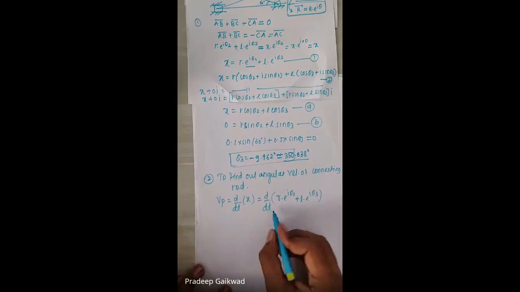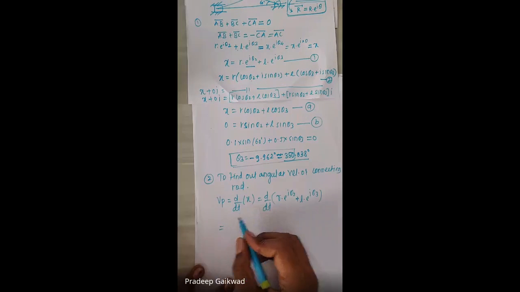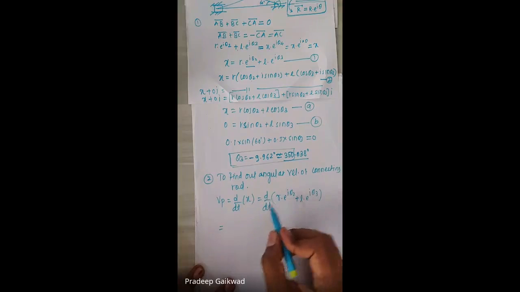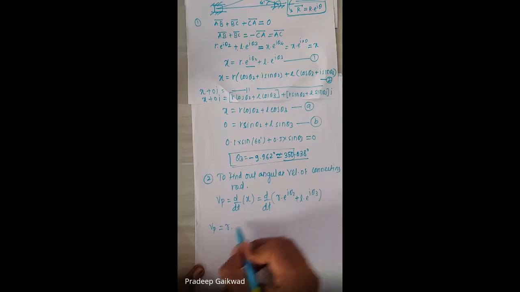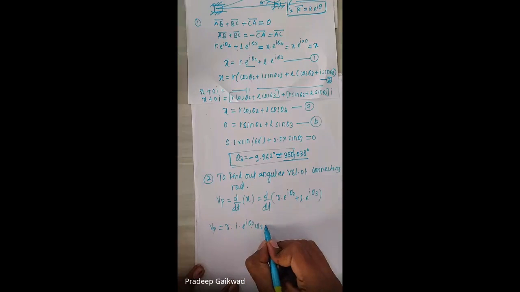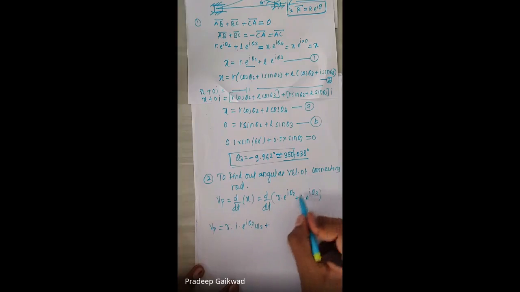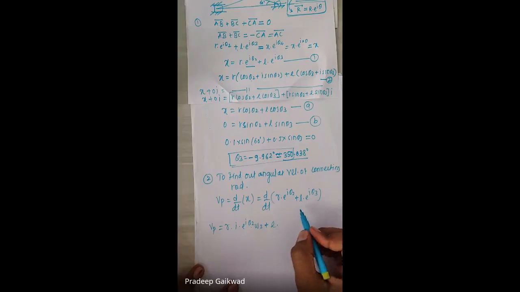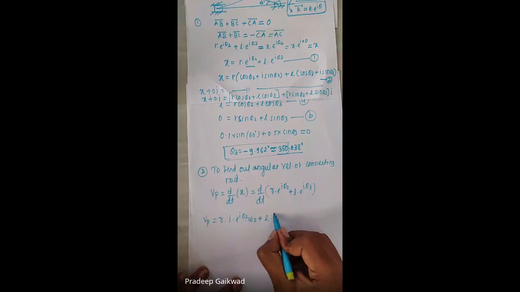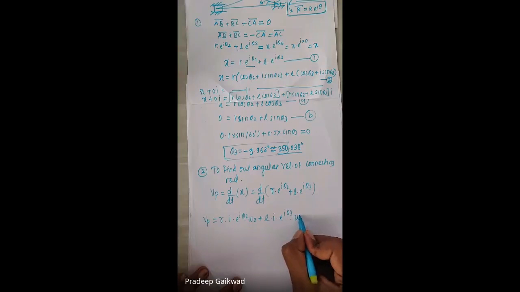Okay. Now again, I have to write. So we have to differentiate here. So velocity of piston is equal to, R is constant, this i into e raised to i theta 2 into derivative of theta 2, which is omega 2, plus derivative of this, L constant into i as it is, e raised to i theta 3 into derivative of theta 3, which is omega 3. Just simple derivative. That is your equation number 3.